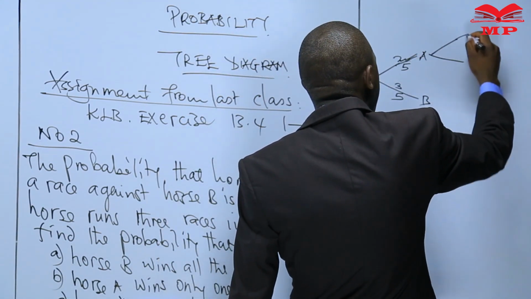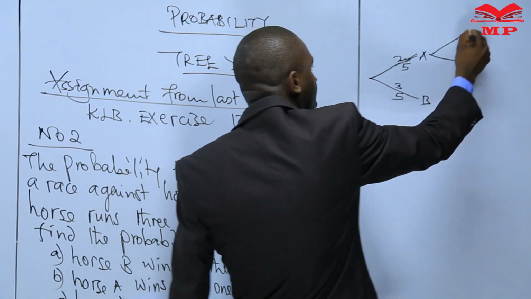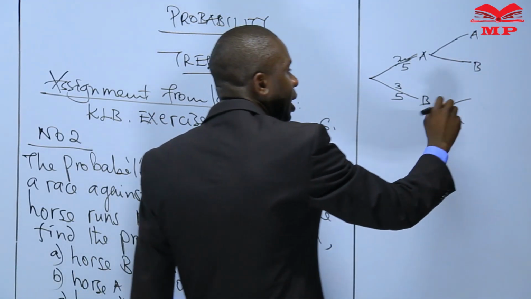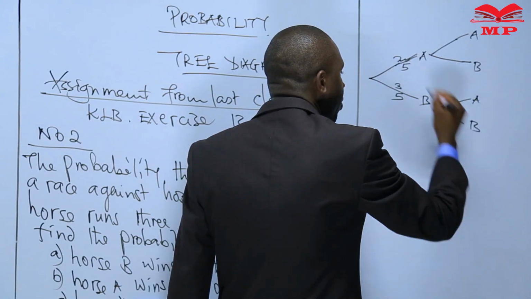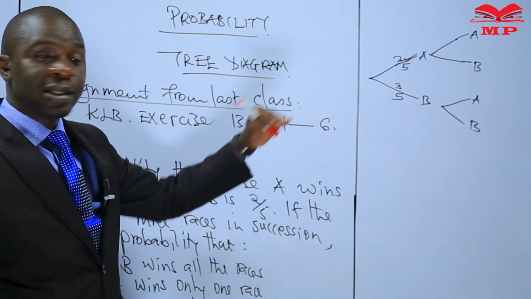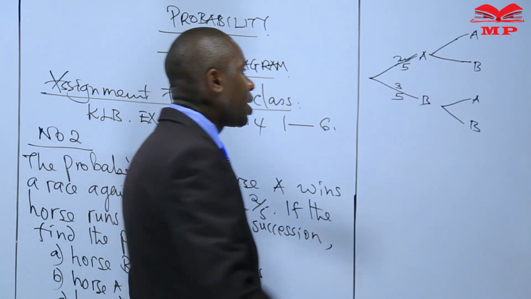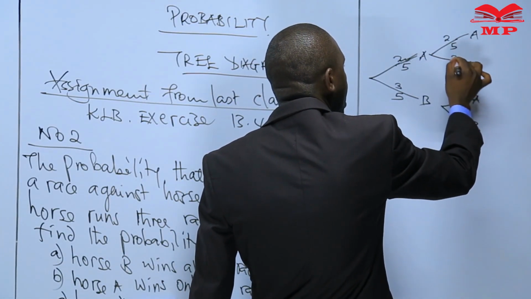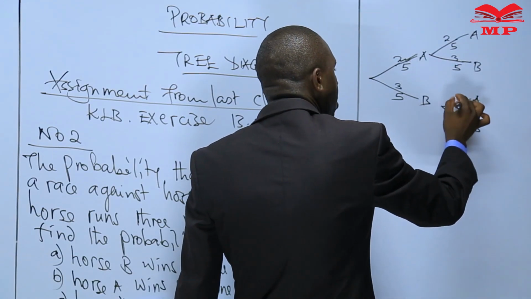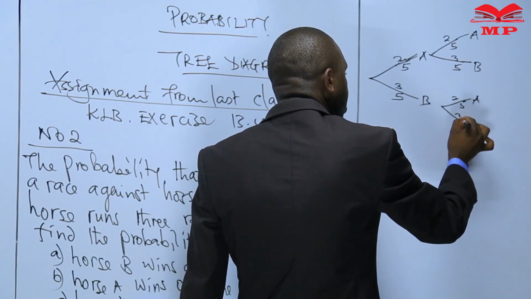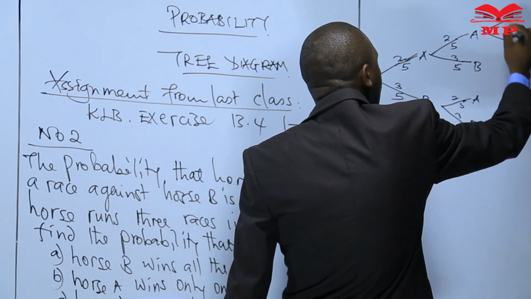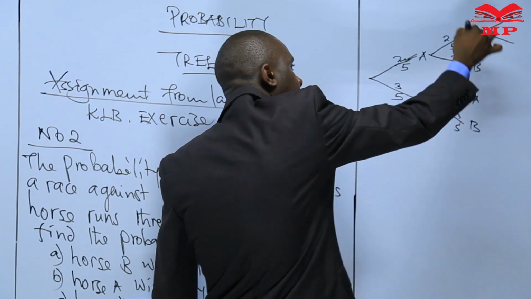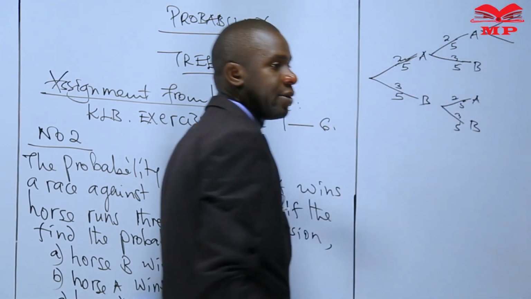Now, if horse A wins the first race, we can have a second race where we'll have horse A, horse B. Or if horse B wins the first race, we'll still have a second race, horse A winning or horse B winning. The chances don't change. So horse A winning again will be 2/5, horse B winning 3/5, horse A winning 2/5, horse B 3/5. This is the second race. First race, second race, and now we are coming up with a third race.